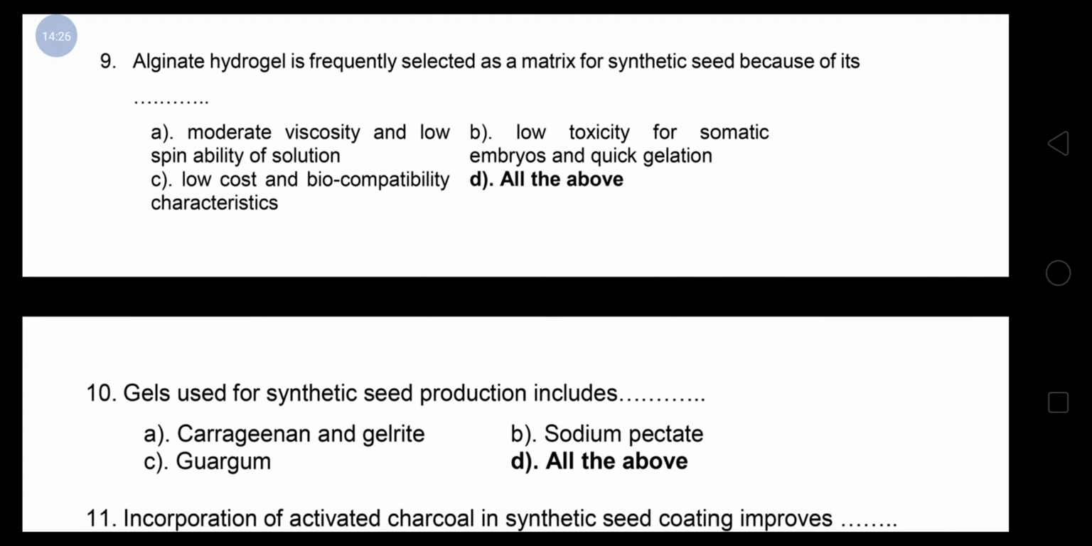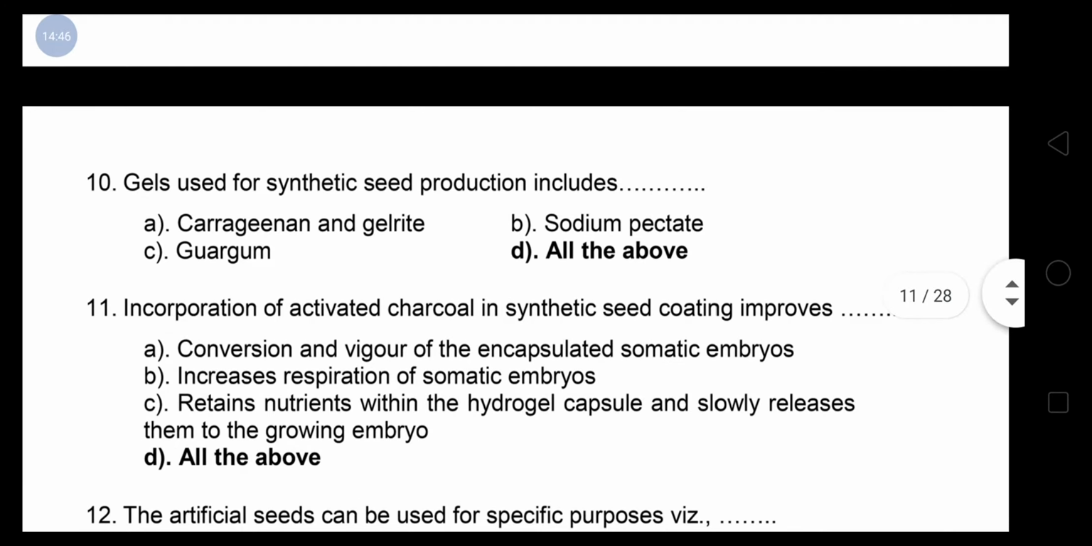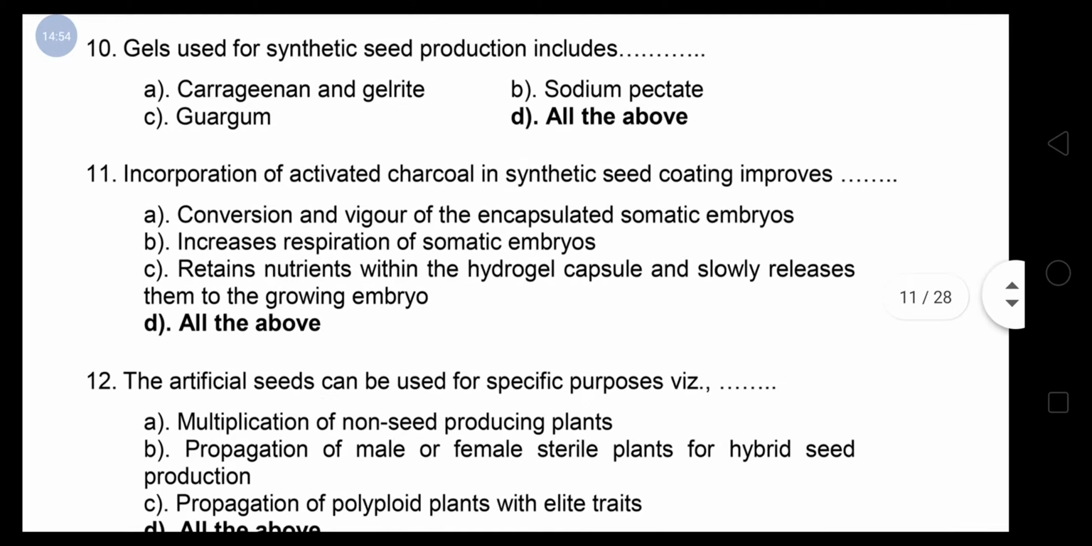Alginate hydrogel is frequently selected as a matrix for synthetic seed because of its moderate viscosity and low spinability of solution, low toxicity for somatic embryo and quick gelation, then low cost and biocompatibility characteristic. Gels used for synthetic seed production include carrageenan and gellan gum, sodium pectate, and guar gum.